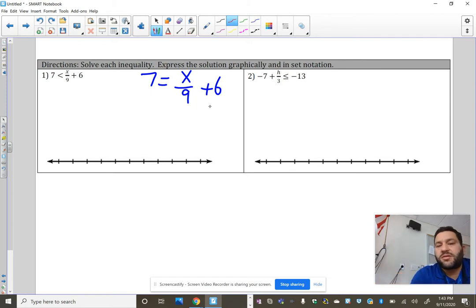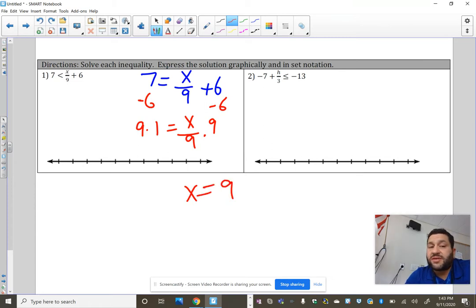Your first step would be to subtract 6 on both sides to get 1 is equal to x over 9. Then you would multiply both sides by 9 to get x equals 9. You're going to do the same exact thing with inequalities. It's just going to look a little different at the end.